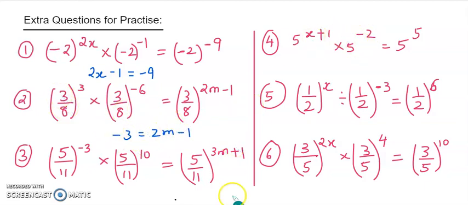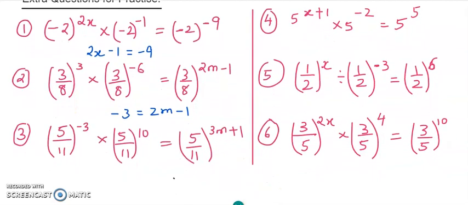Okay. Then in the last one, minus 3 plus of minus 10, because multiplication means the powers will be added. So I should get 7 equals to 3m plus 1. Further, you have to solve the equation. I'm just giving you the hint.